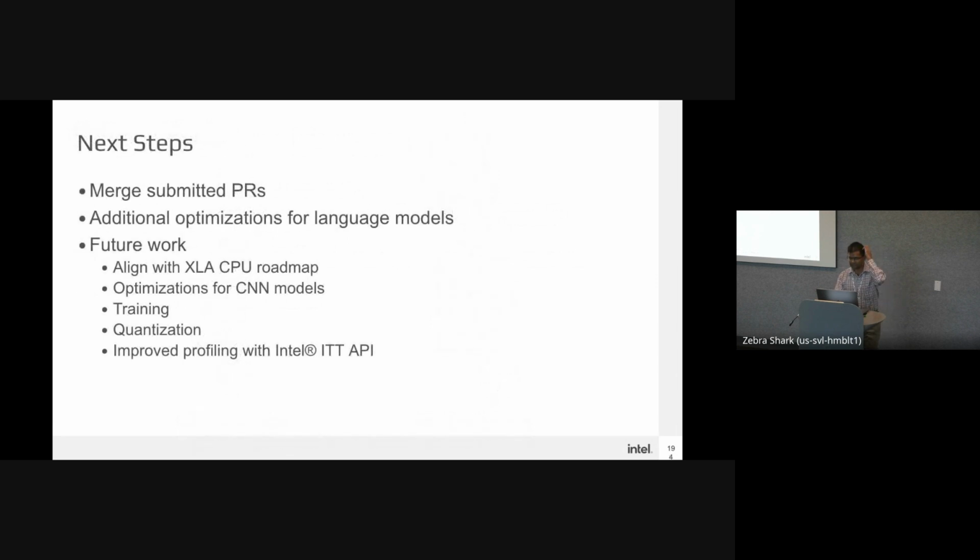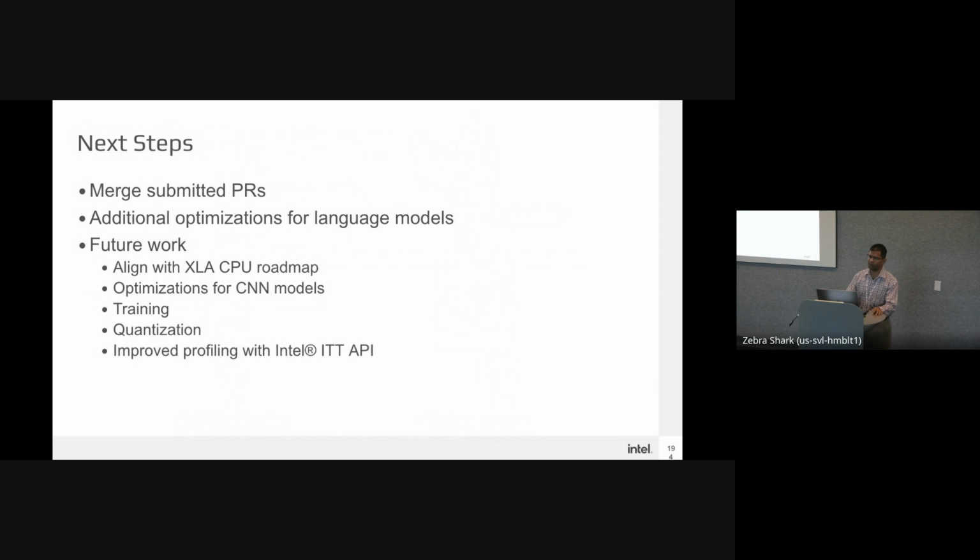So here are our next steps. We have several PRs. We are waiting for those PRs to be merged for our optimizations, and we'll be adding more PRs with additional optimizations for language models. And as Matt has mentioned, there is a CPU roadmap, so we would like to align with that new roadmap. And eventually, we will be adding a few more optimizations, for example, for CNN models. Currently, we are targeting inference, but we will be addressing the training perspective as well. And we will also be adding quantization support.